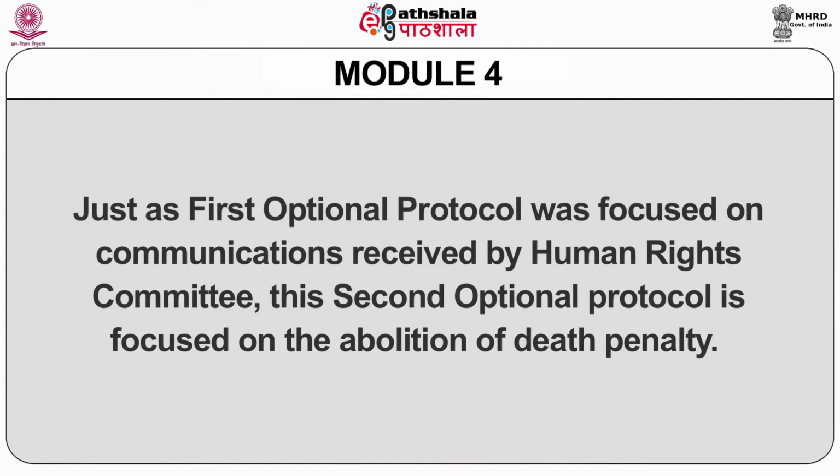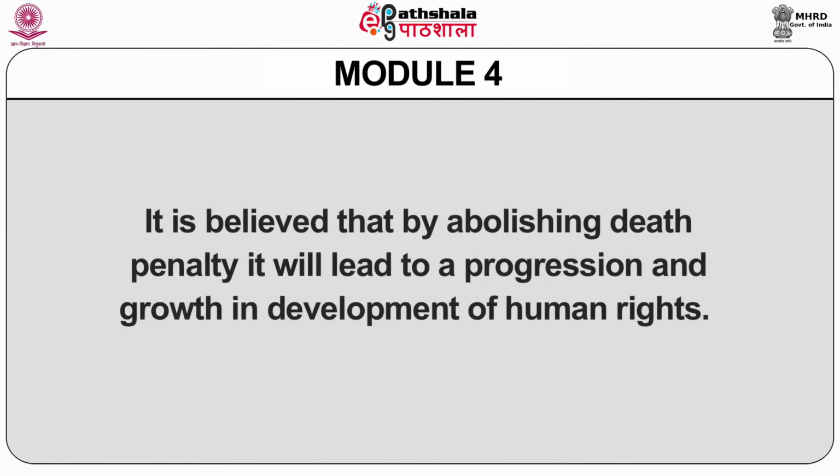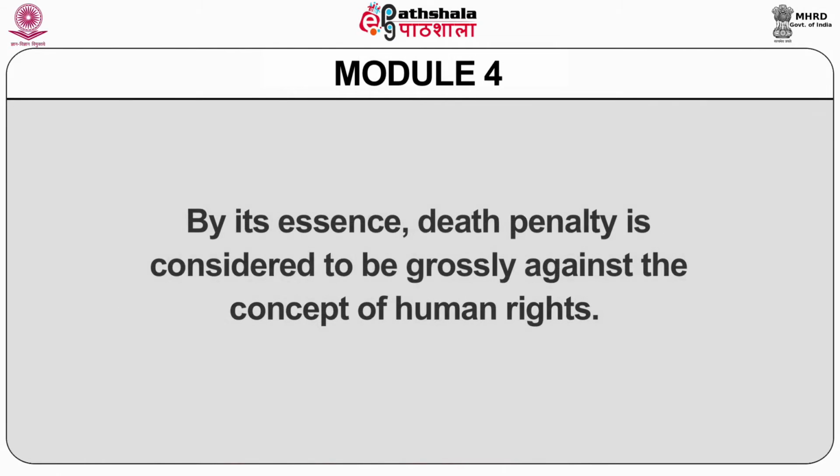Just as the first optional protocol was focused on communications received by the Human Rights Committee, this second optional protocol is focused on the abolition of the death penalty as a means of punishment. It is believed that abolishing the death penalty will lead to progression and growth in the development of human rights. By its essence, the death penalty is considered to be grossly against the concept of human rights.